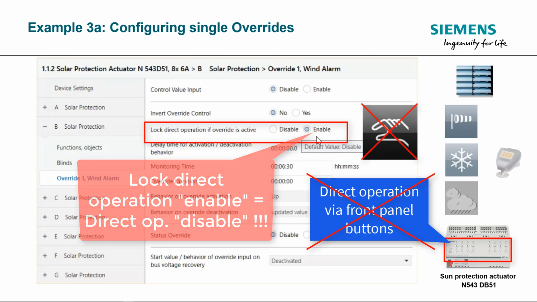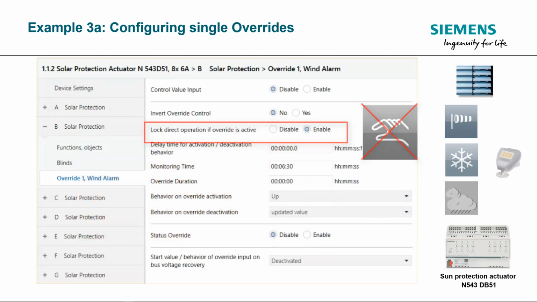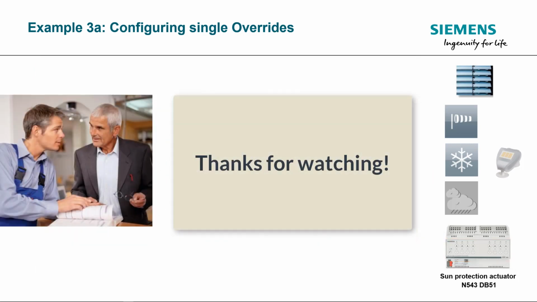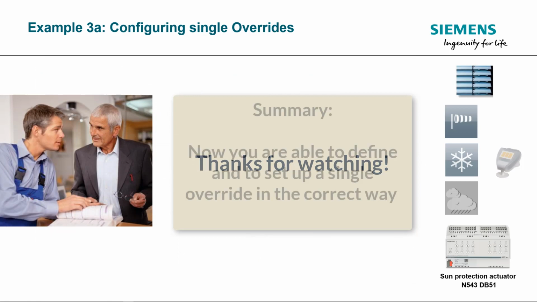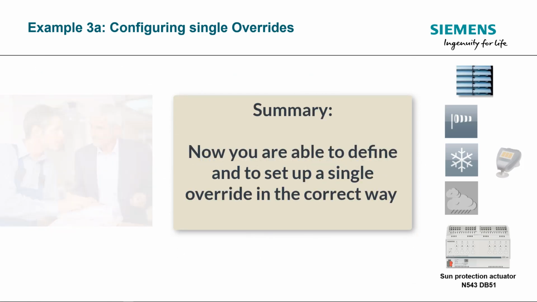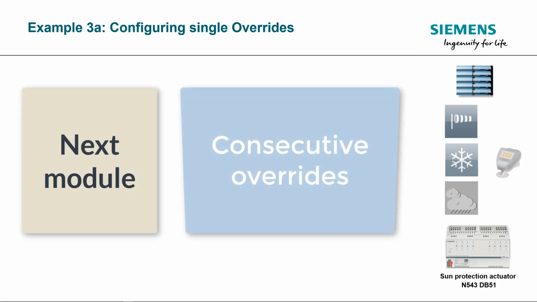We've now reached the end of this part of the chapter Overrides. Thanks for watching. Now you are able to configure a single override. In the next part, you will learn why several consecutive overrides are sometimes necessary and how they can be configured in the correct way.